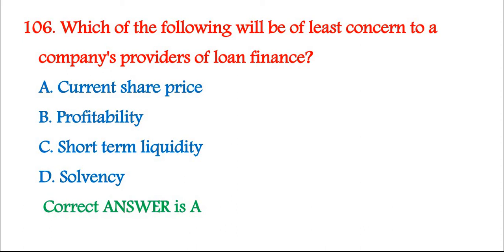106. Which of the following will be of least concern to a company's providers of loan finance? A. Current share price. B. Profitability. C. Short-term liquidity. D. Solvency. Correct answer is A.